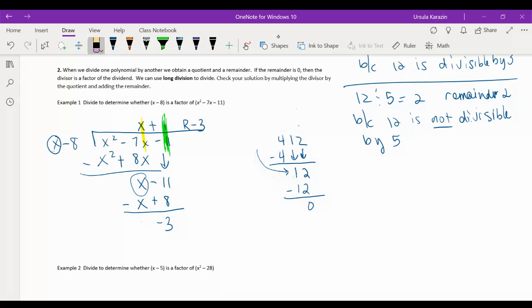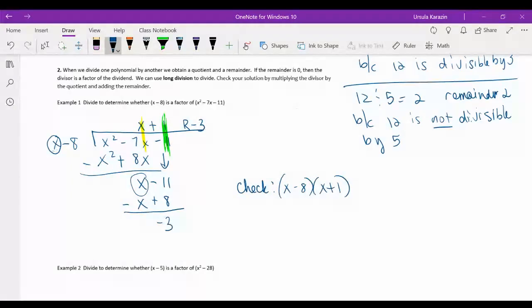And then we should check it. Okay, so we should take x minus 8, and we're going to multiply it by x plus 1. And when we do, guys, remember to FOIL.